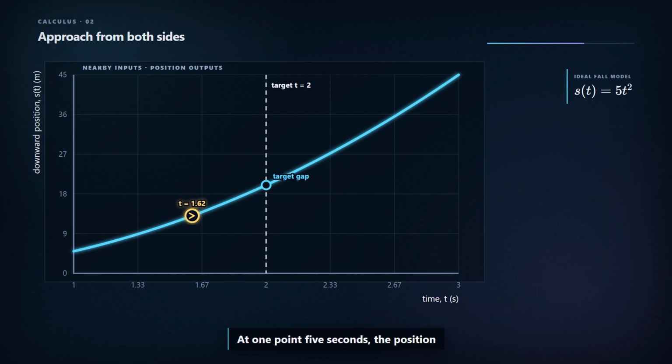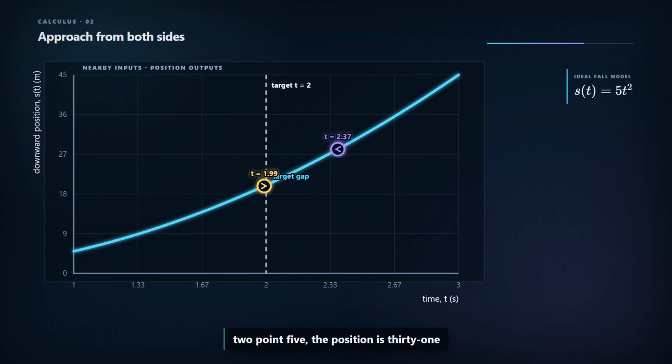At 1.5 seconds, the position is 11.25 meters. At 1.9, it is 18.05. At 1.99, it is 19.8005. A violet probe samples from above.